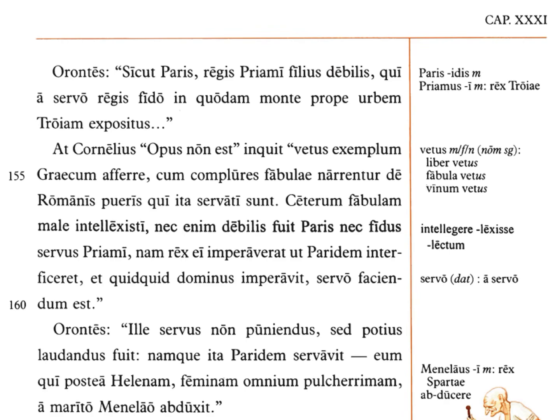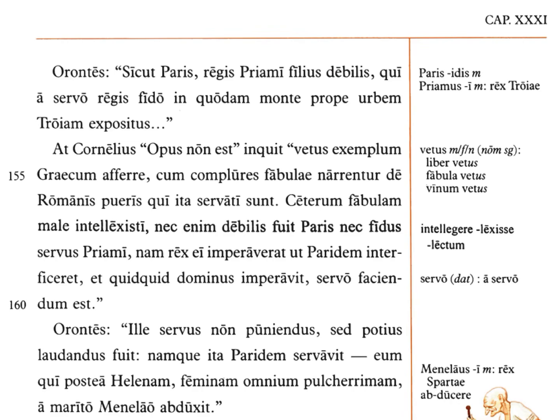Ceterum fabulam male intellexisti, but you understood the story badly. Nec enim debilis fuit Paris, nor indeed was Paris weak. Nec fidus servus Priami, nor was the slave of Priam faithful. Nam rex ei imperaverat, for the king had ordered him, ut Paridem interficeret, that he should kill Paris. Et quidquid dominus imperavit, and whatever the master has ordered, servo faciendum est, must be done, is to be done, there's another gerundive in passive periphrastic, by the slave.